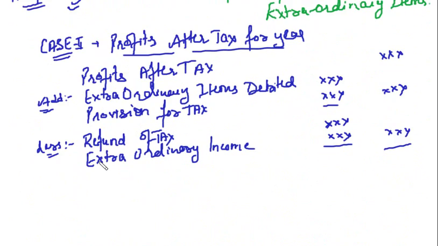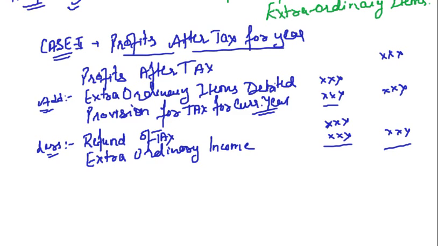So if we are given the profits after tax for the year, what we are going to do is we will consider profits after tax. We will add back if there are any extraordinary expenses. We will add back any provision for tax created for current year. Provision for tax for current year.